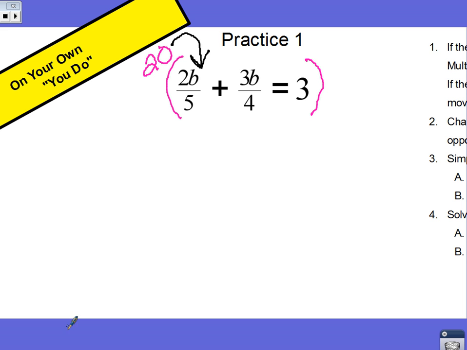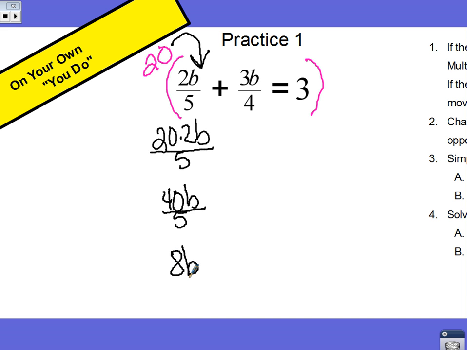Okay, 20 times 2b, which is 40b over 5. And I'm going to write that a little neater, sorry. I really should have had the 5 underneath here. Okay, so that's 40b over 5, which gives me 8b.